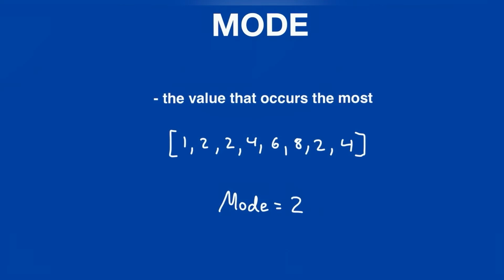Now we will be looking at the mode of a certain data set of values. The mode can be defined as the value that occurs the most in a data set.